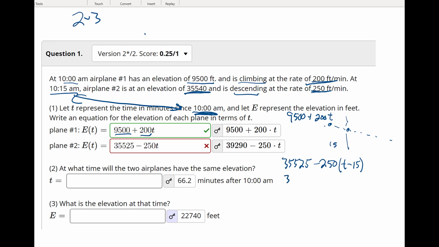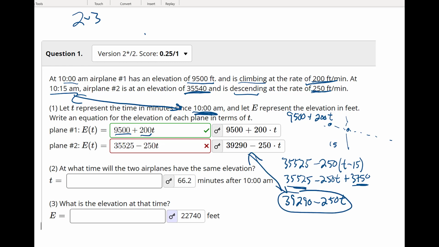So that's going to be 35,525 minus 250t plus 3750. Let me just verify that. Yeah, 3750. So now we can add this elevation to this elevation, and that's where we get the 39,290 minus 250t. That's where that comes from.